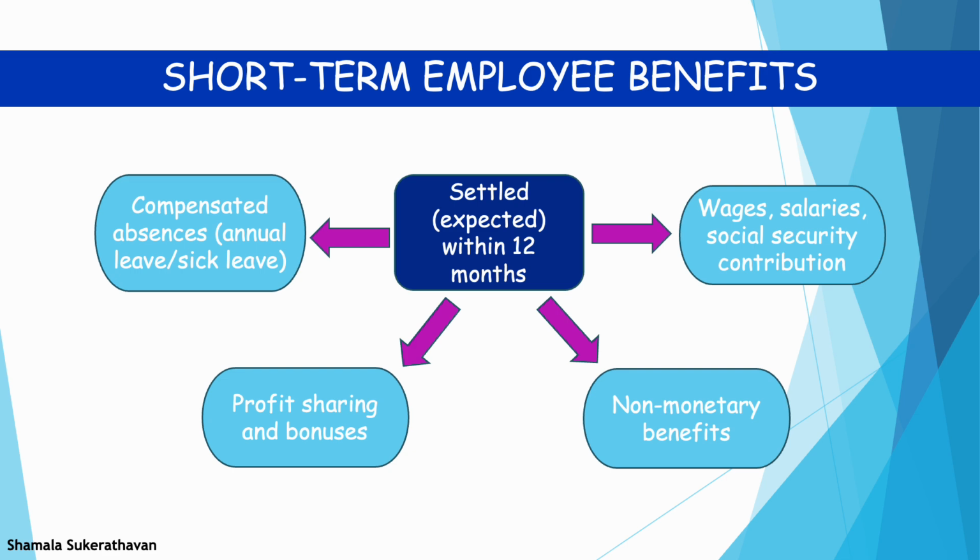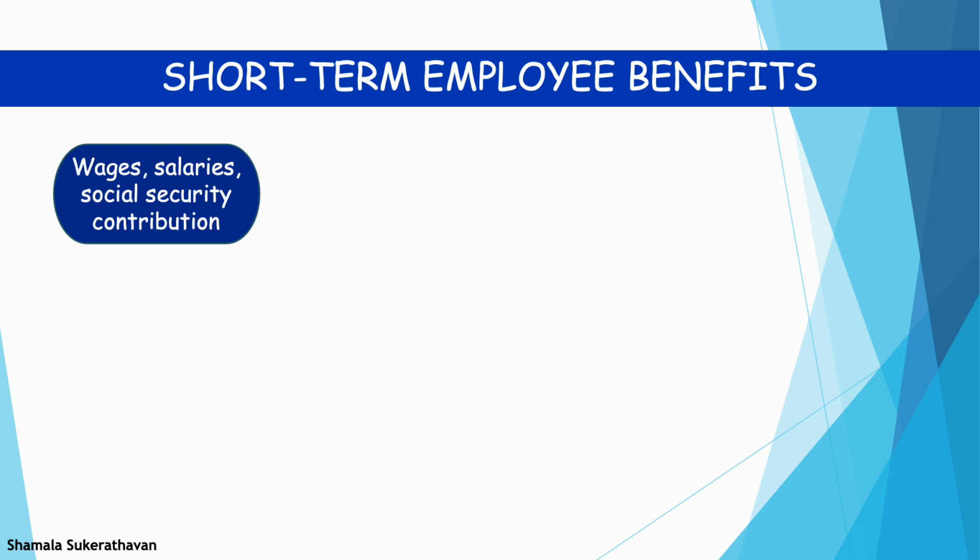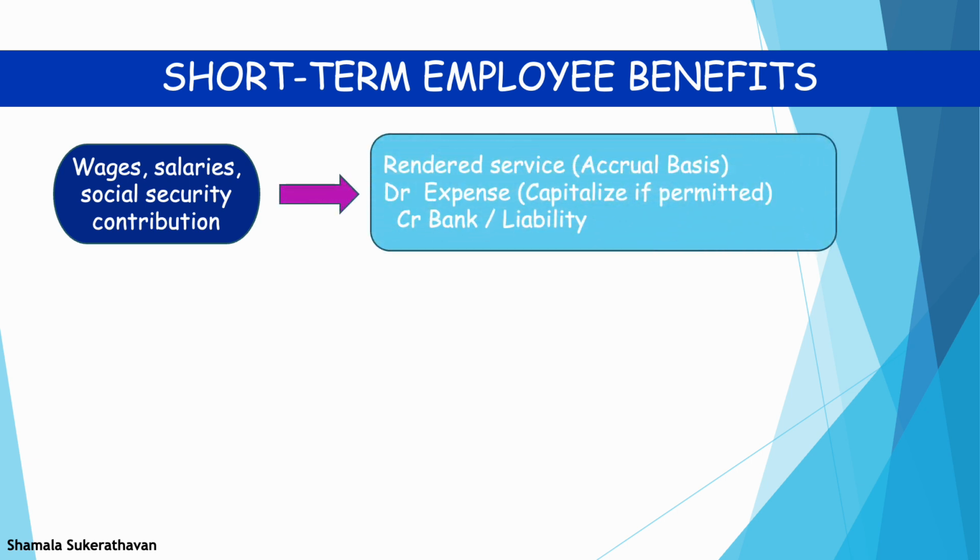services to current employees. IAS 19 stipulates short-term benefits shall be recognized as follows: wages, salaries, and social security contributions shall be recognized as an expense based on the undiscounted amount expected to be paid in exchange for services as they are incurred on a normal accrual basis unless capitalization is permitted in accordance with another standard such as IAS 16, property, plant and equipment, and IAS 2, inventories.